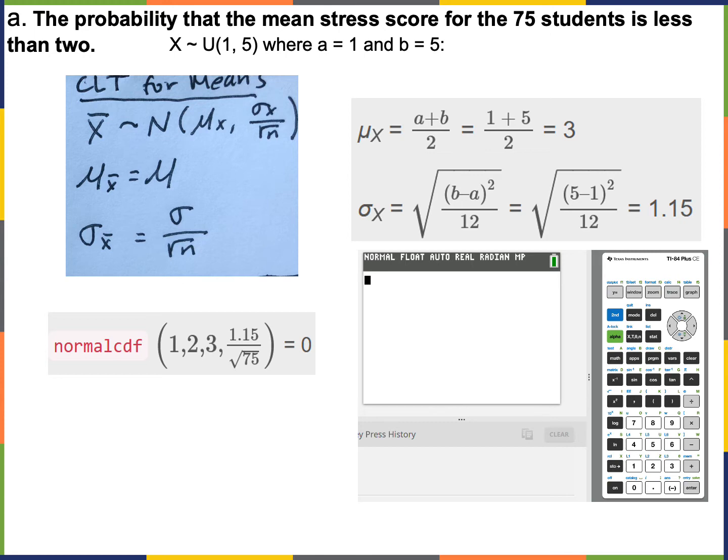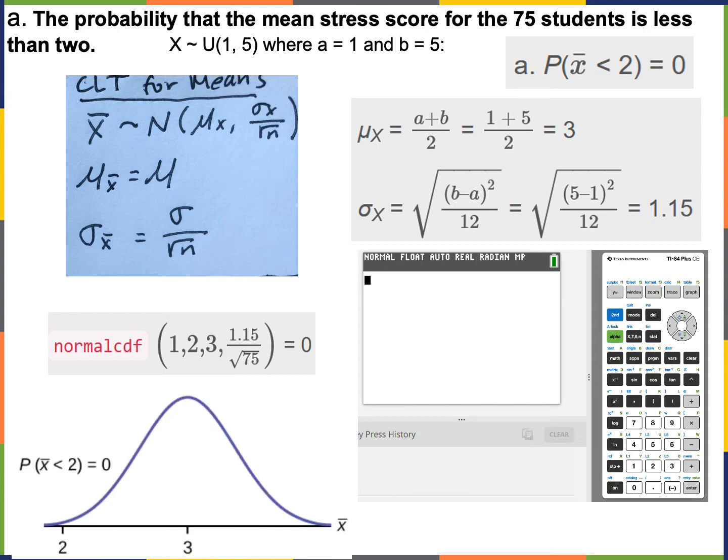Our probability will be found using the normal CDF function, where you have a lower value. In this case, the upper value is 2 because you're looking for the probability less than 2. Then the mean is 3, same as the original, and the standard deviation will be the original standard deviation, 1.15, divided by the square root of n, which is 75. So this is what we're looking for. The graph will be like this.